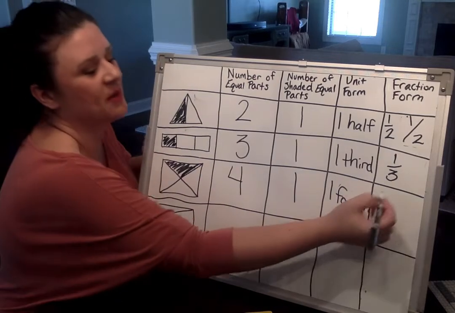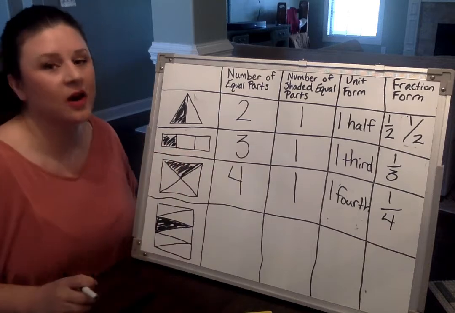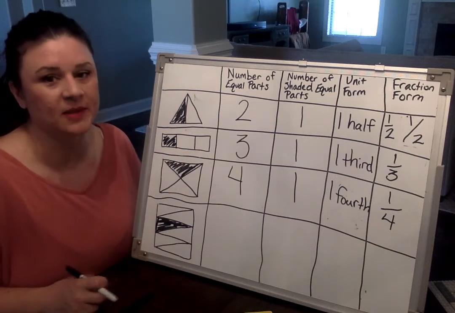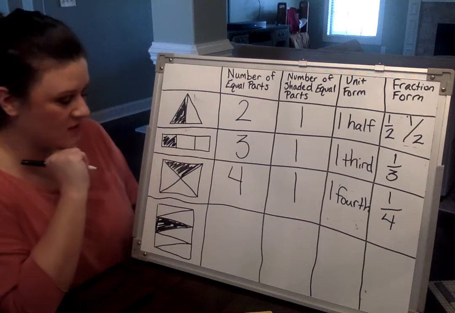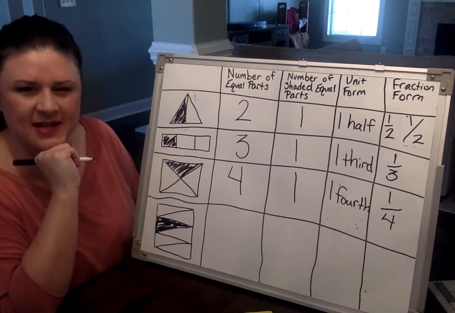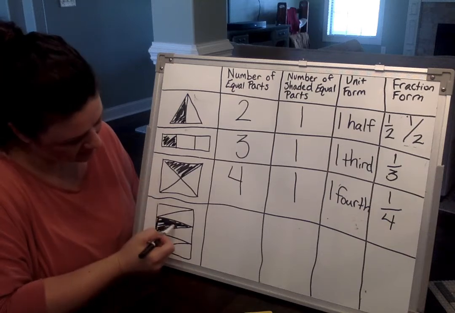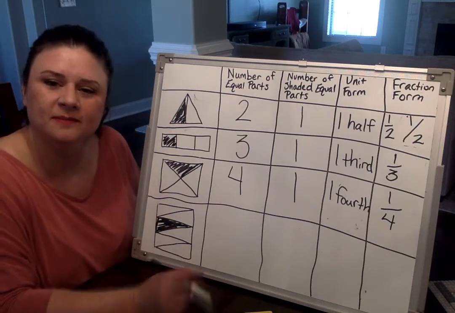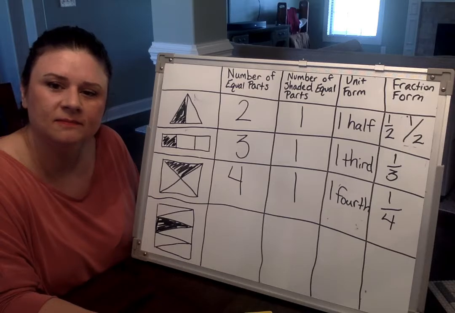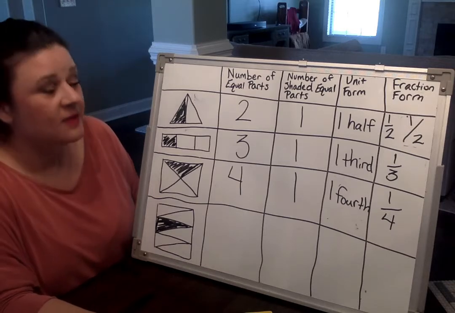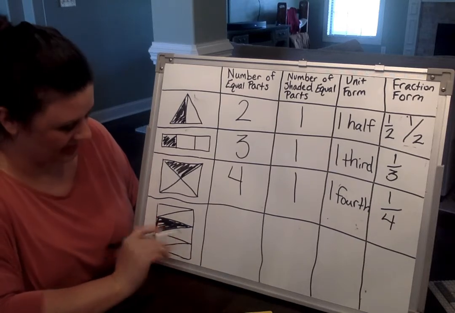And this fraction would be written 1/4. Not 1 out of 4, because we have one whole. There's 4 pieces and one of those is shaded. Now let's look at this next one. This one's kind of different. Are those pieces equal? They are equal, or as close as I could draw them freehanded.